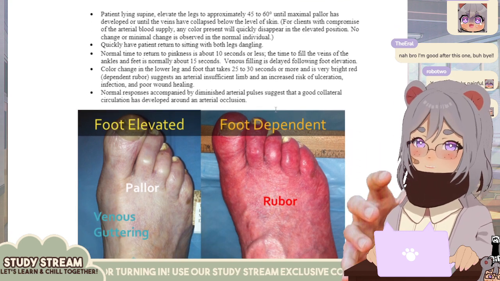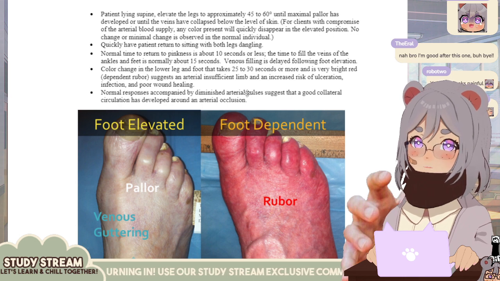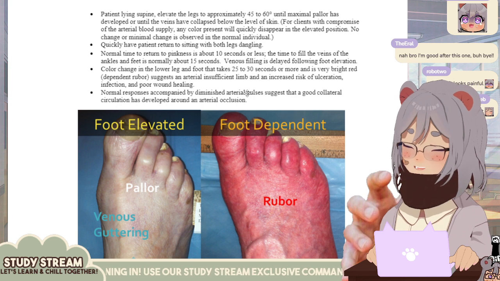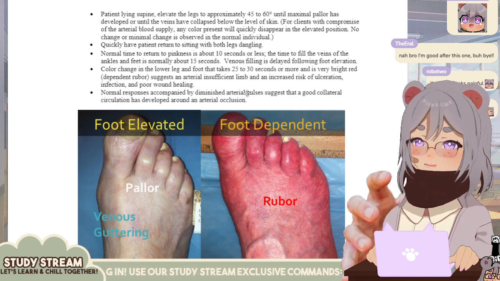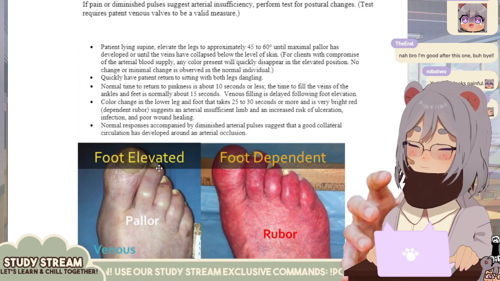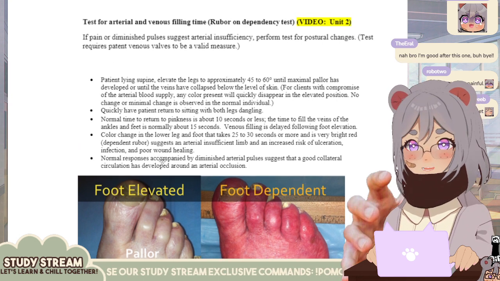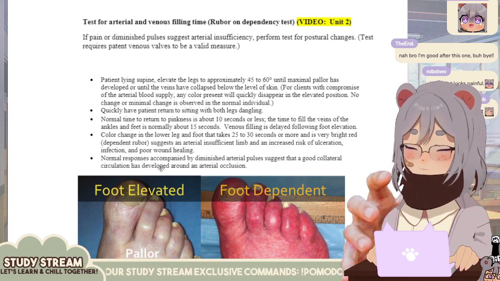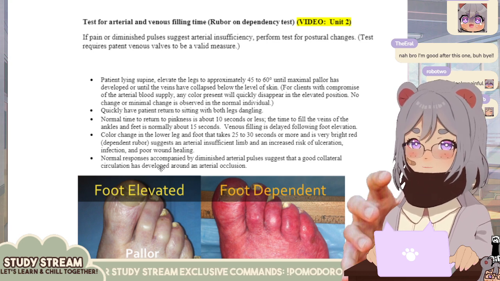So let's just explain the test. The patient is lying supine, and then they elevate their legs to about 45 to 60 degrees until maximal pallor is developed. So basically they're super pale, all the blood is rushing out of their foot. Ta-da! So easy, and it's being rushed out because of the use of gravity. This is why when you see people who have heart conditions or even swelling, it's important to raise the legs or the feet above the heart so the swelling can go down and then it can recirculate.